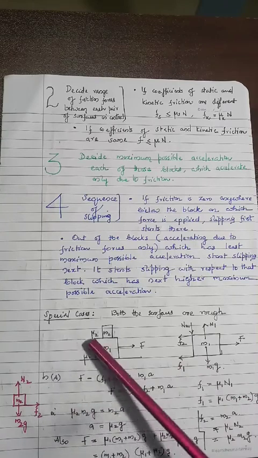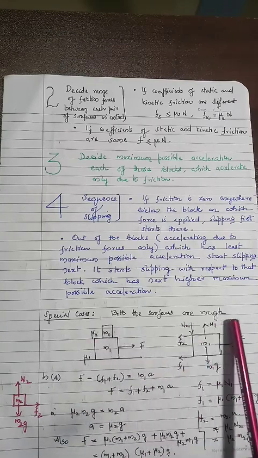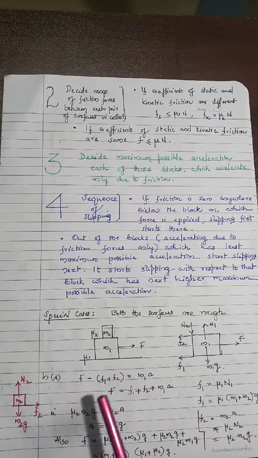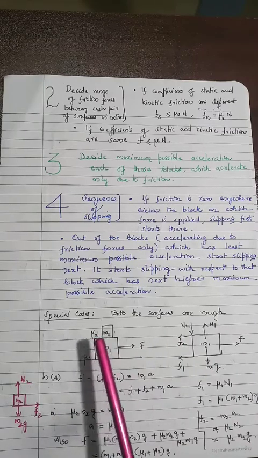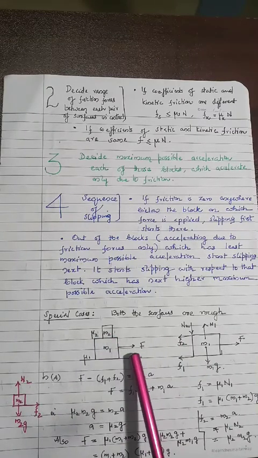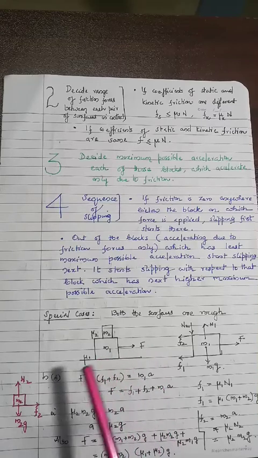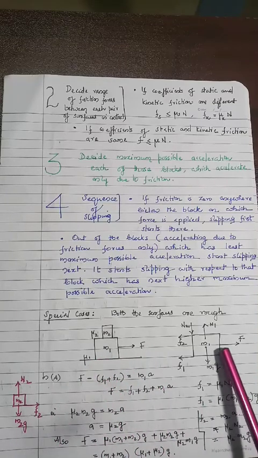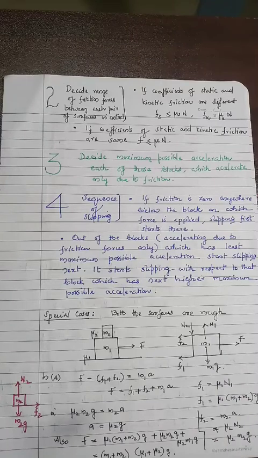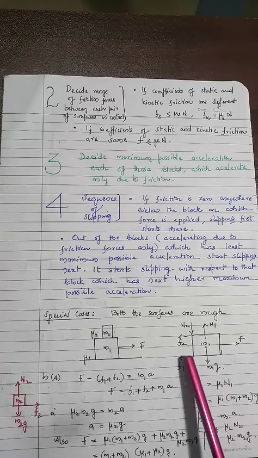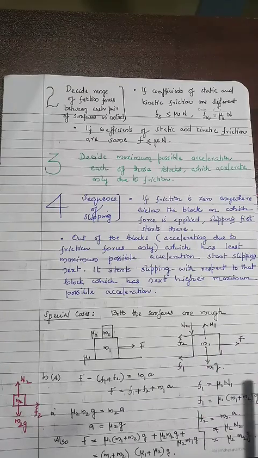The special case: both the surfaces are rough. Here mu1, mu2, and the masses m1 and m2. And here the force is acting on the bottom mass. Look at the free body diagram. With respect to this figure, we can write F minus F1 plus F2 equal to M1 into A.